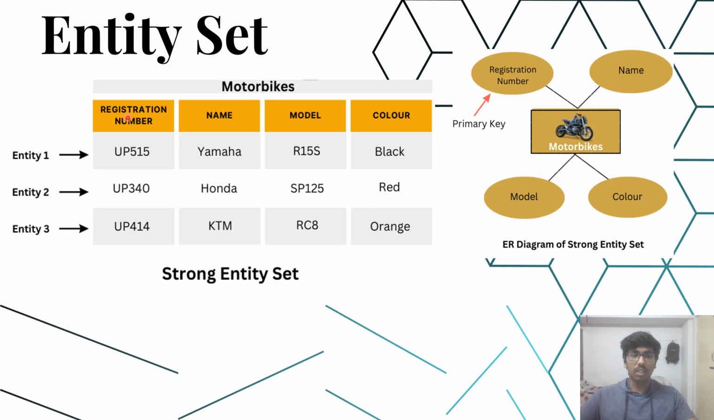So we can see that this is the table of the strong entity set where it has a unique registration number. The name can be same, even the model and the color, but the registration number is unique for each and every motorbike, so it is considered as a primary key. So it's a strong entity set.